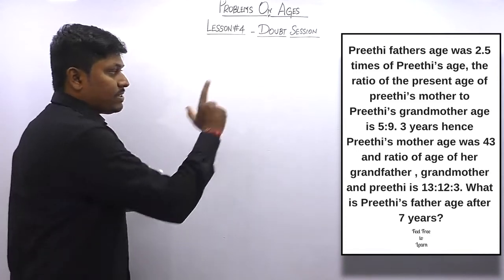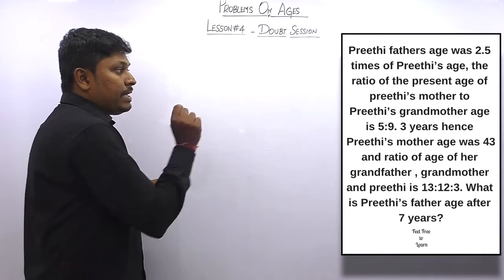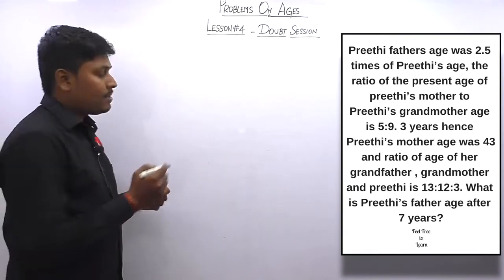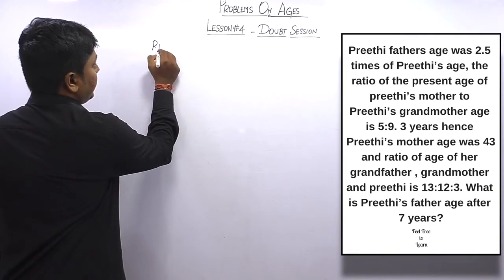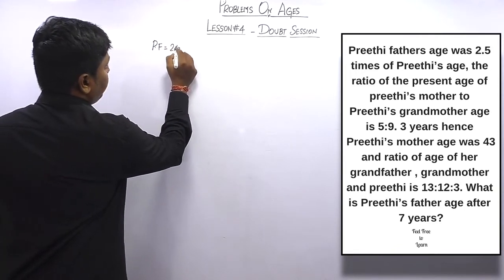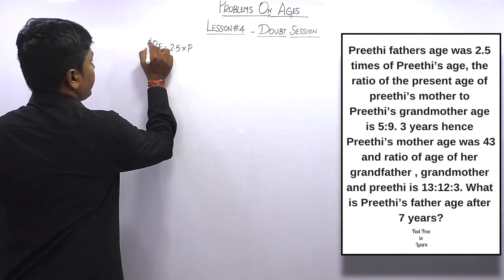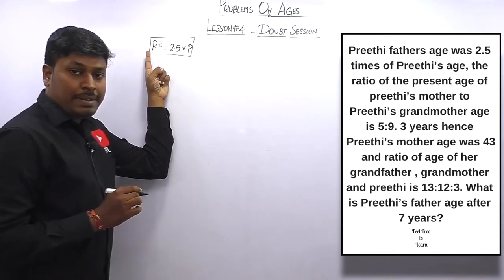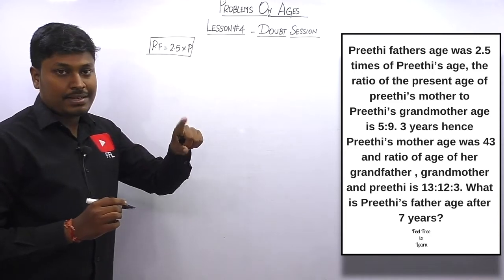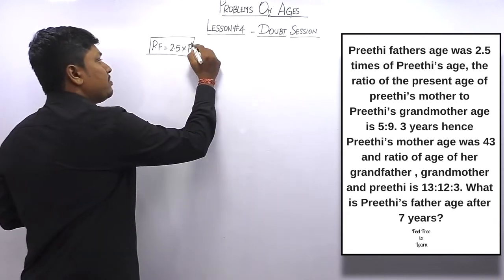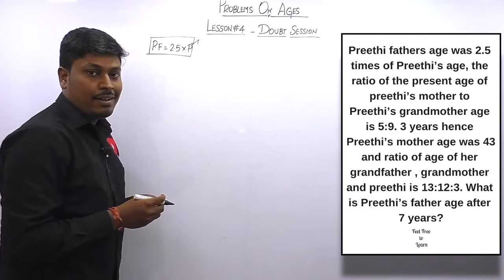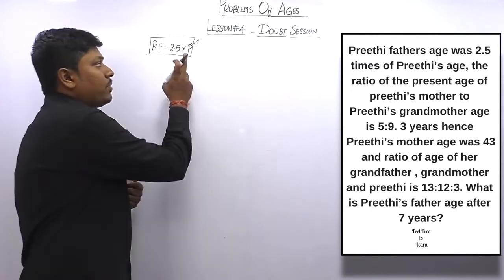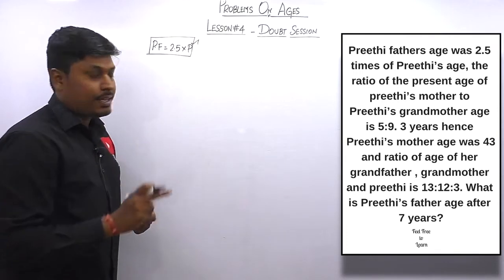Let me do one thing. In the first point, what they are saying is Preeti's father's age was 2.5 times Preeti's age. So we can say Preeti's father's age is 2.5 times Preeti's age. So this is the first data they have given, and our target is to find Preeti's father's age after 7 years. Definitely we should find Preeti's age. Only then we can find Preeti's father's age. No other way. By using all the remaining data, our only target is to find Preeti's age, right?